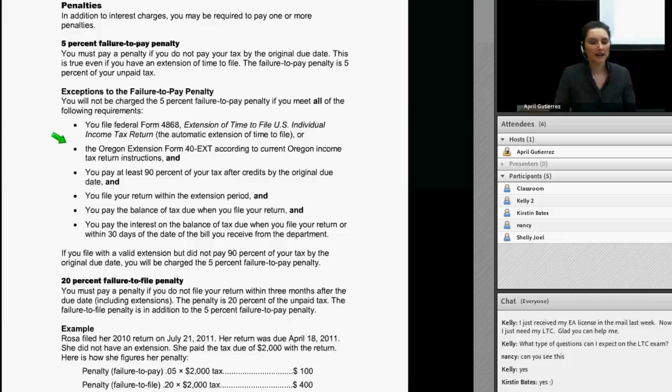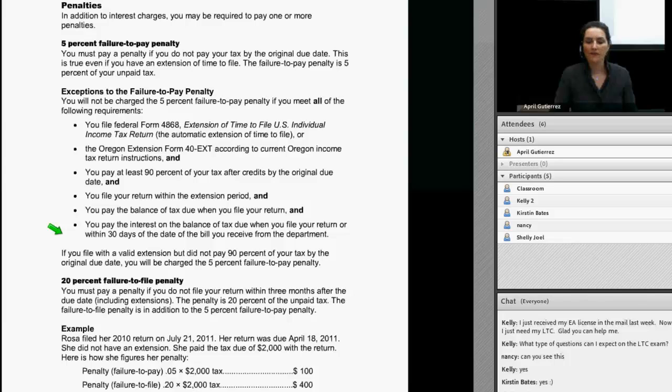And you pay at least 90% of your tax after credits by the original due date, and you file your return within the extension period, and you pay the balance of tax due when you file your return, and you pay the interest on the balance of tax due when you file your return or within 30 days of the due date of the bill you receive from the department.